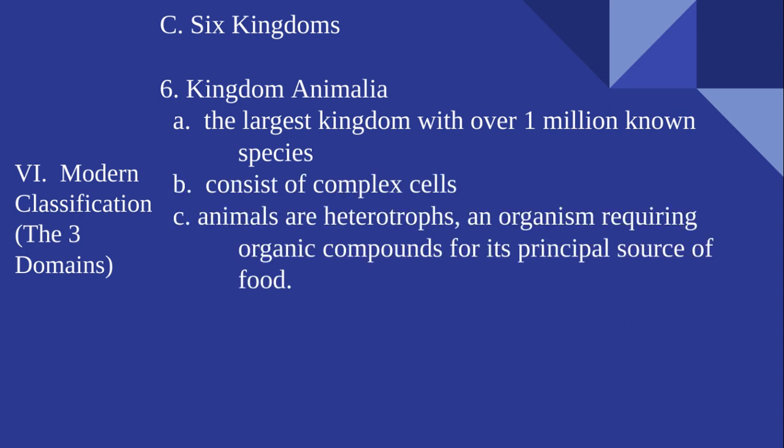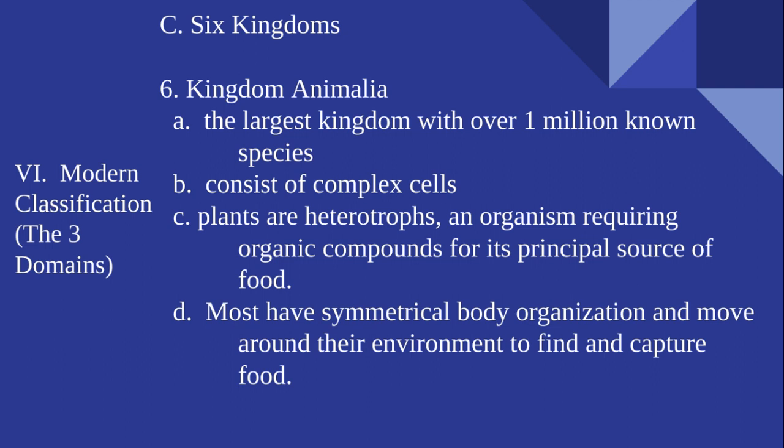These are complex cells. They are heterotrophs. We have to eat other complex organisms. We used the example when we were studying autotrophs versus heterotrophs of how we eat things like chicken, beef, pork, lettuces, cabbages, beans, green beans, peas. All of those things are complex organisms that we have to eat to nourish our body.